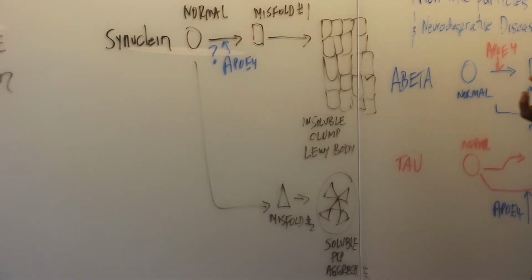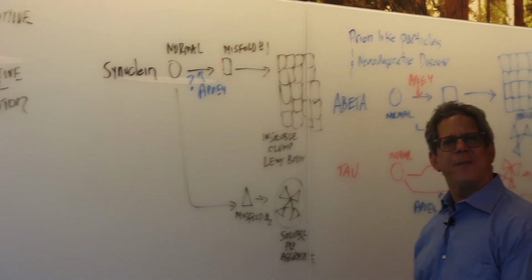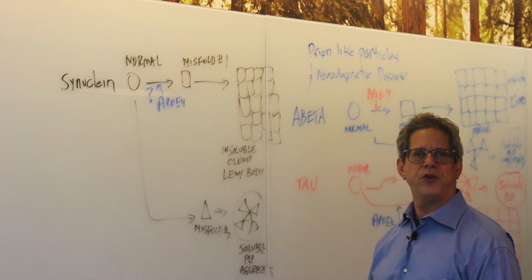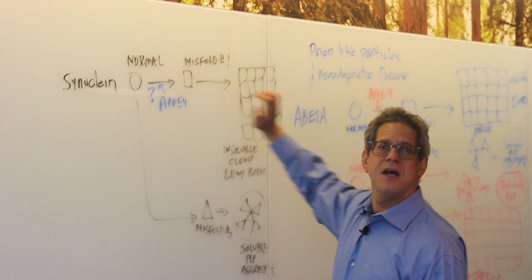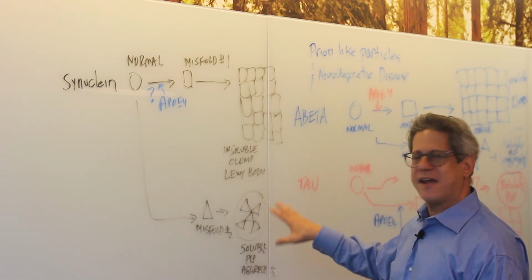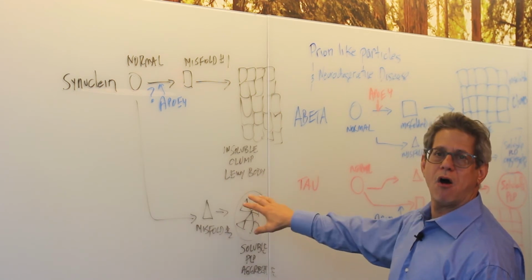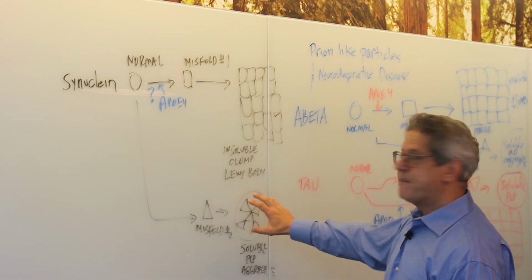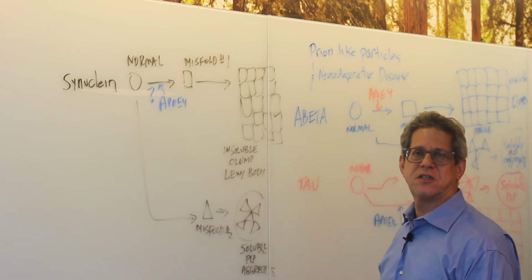So again, for A beta, tau, and synuclein, the disease at a molecular level appears to be caused by misfolding of normal proteins in a way that can spread throughout the brain. Amprion has technology that can uniquely detect this small aggregate, this smaller misfolded form that seems to be the actual cause of the disease and its progression.